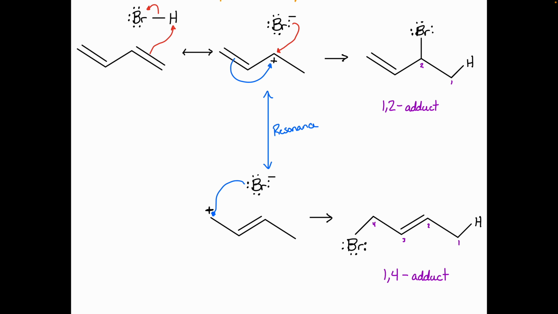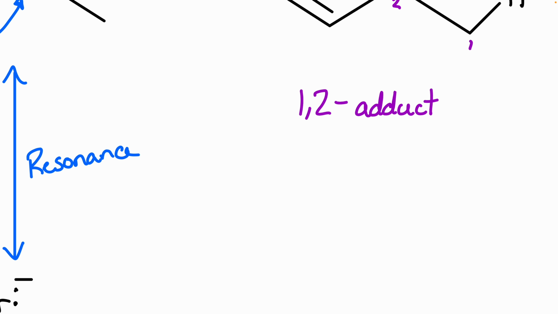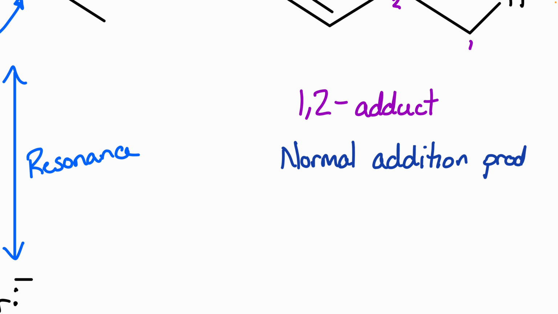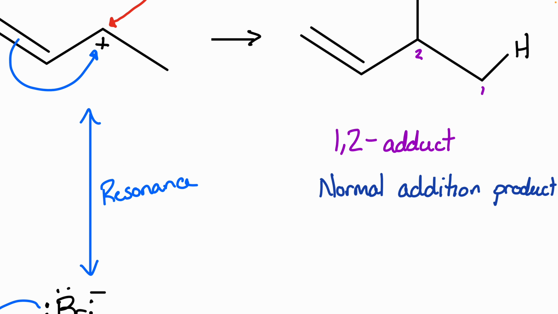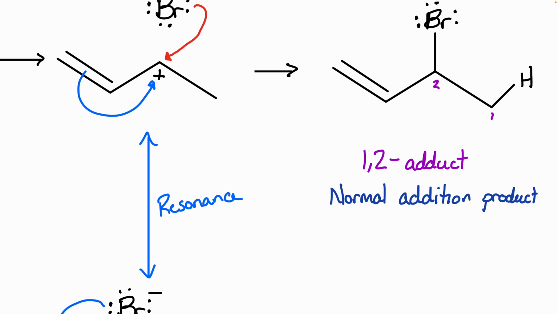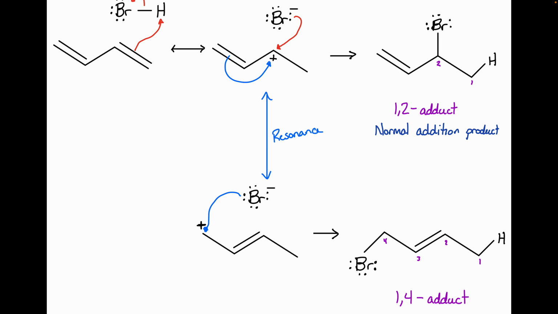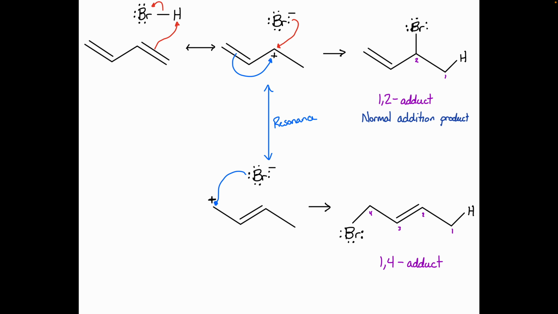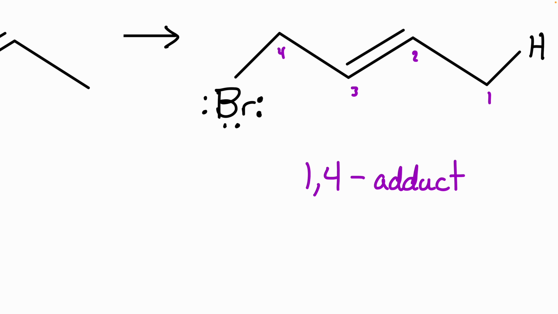All right, so for our 1,2 adduct, let's just note this is kind of just our normal addition product. Literally nothing special compared to what we learned previously. But that 1,4 adduct, we're going to note, is a result of the resonance of that allylic carbocation.